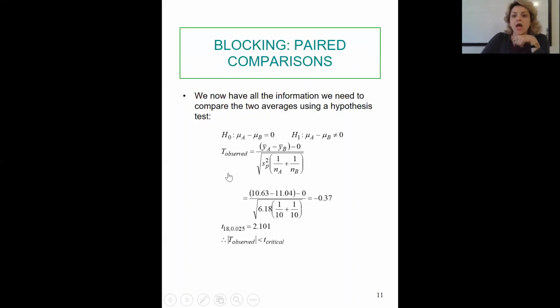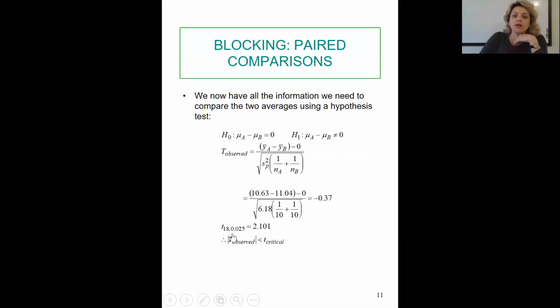Then we have the pooled variance, which we can use to find the standard error: the square root of S_p squared times 1 over N_A plus 1 over N_B. That's your standard error here. We're going to find the t observed, minus 0.37.